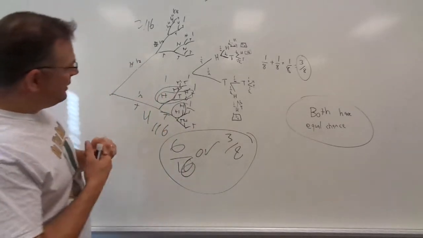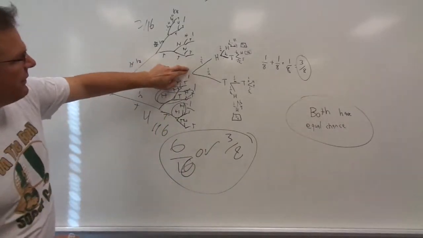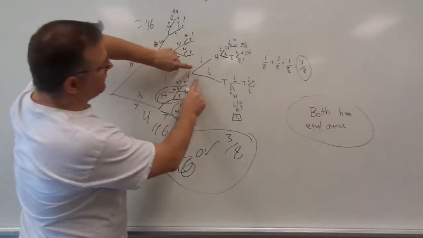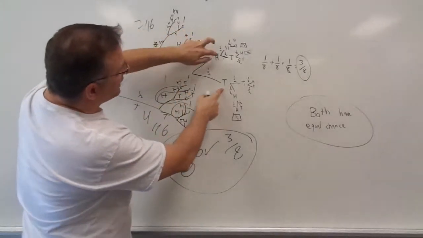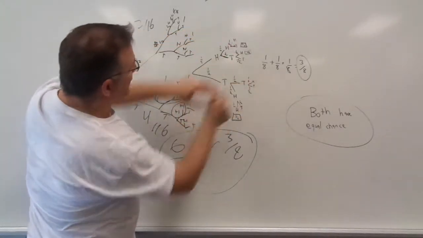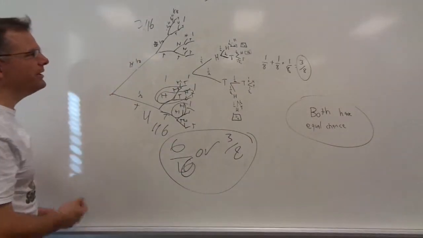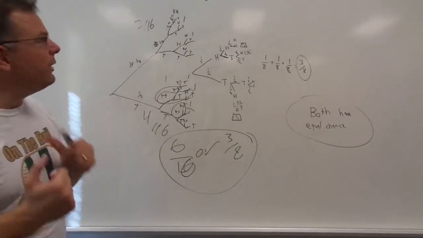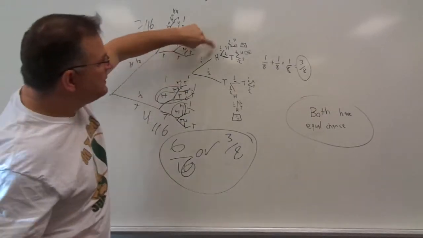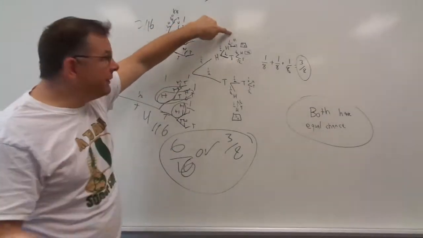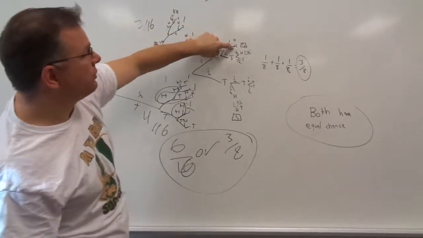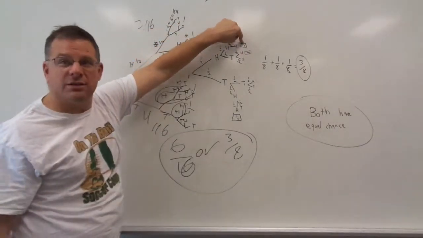So here is the tree diagram of the three flips. Your first flip could be heads or tails, then you could get heads or tails, then you could get heads or tails. It's a little bit tough to see, but we're looking for the ones that have just two heads. So heads, heads, heads would not be good because that's three of them. But heads, heads, tails works, and that has a 1/8 chance of happening.